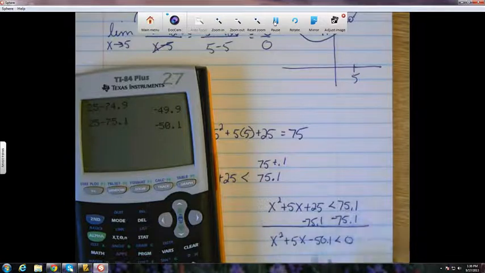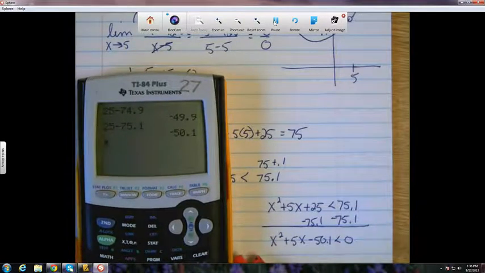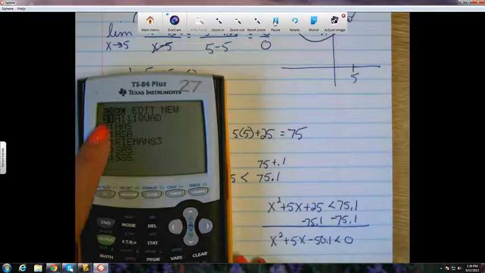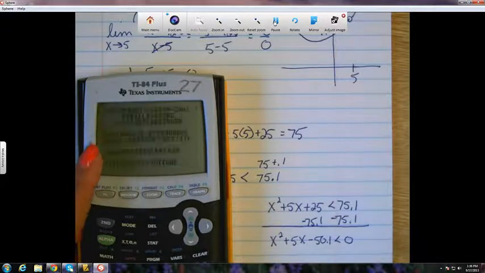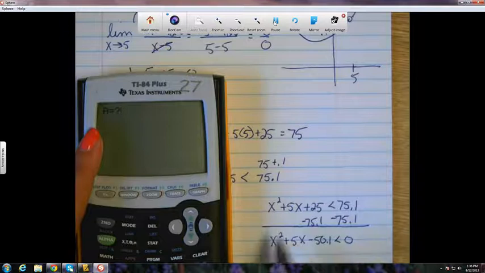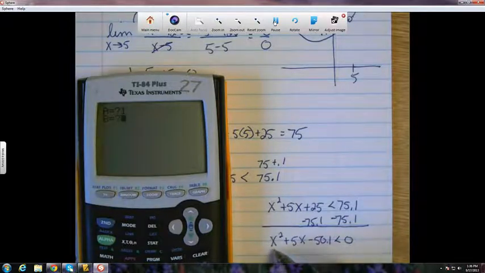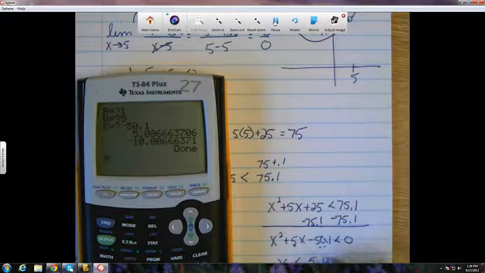Okay, I'll stay here. So if you don't have the quadratic formula yet, you're going to get it. The program I have, there's a lot of them out there, is A111 quad. The A value, remember, is your x squared, so that's 1. B is your x, that's a 5. And C is your constant. Here it's a negative 50.1. So x is less than 5.0067 or negative 10.0067.